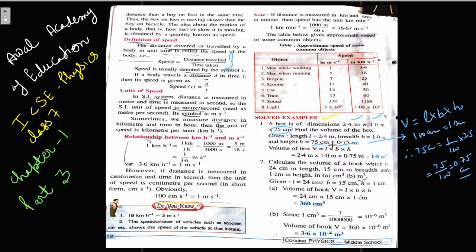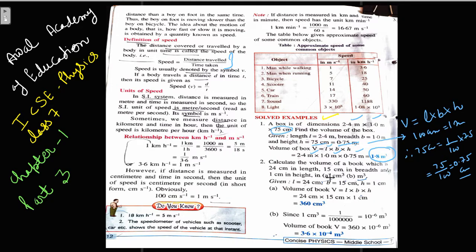Volume equal to length into breadth into height, 2.4 into 1.0 into 0.75. So the answer would be 1.8 meter cube. Meter cube, why? Because these three units are in meter. Meter, meter, meter, so it has become meter cube. So this was the first numerical. Now we will move on to the second.